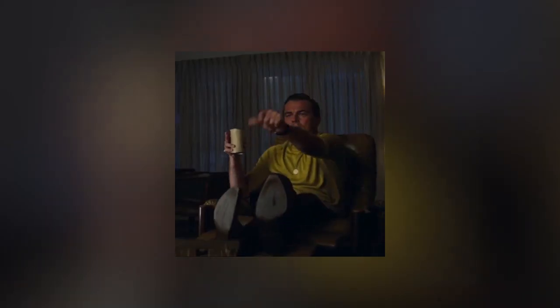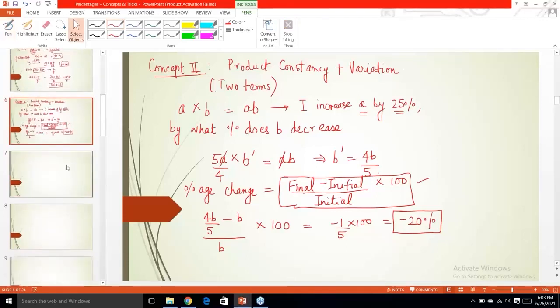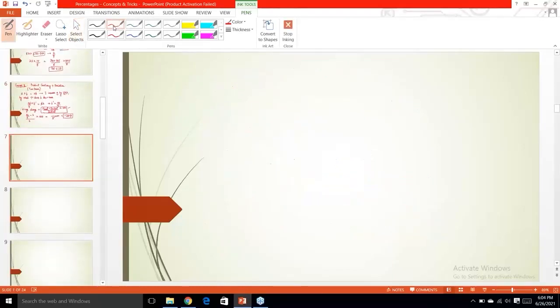Fine. Now let's try to see what could be a better way to solve this. So let's try to see a faster method. Let's see what is happening. A into B is AB, fine. Now this becomes 5A by 4.